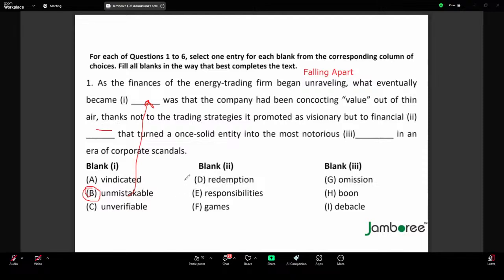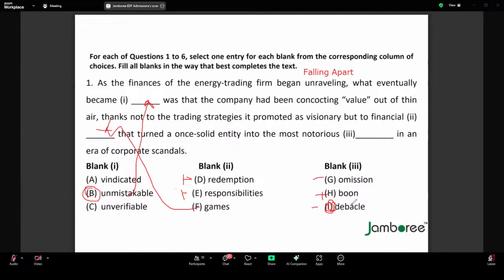So redemption is positive, responsibility is positive. So games can only fit into games, but to financial games will fit in better. And that turned one solid entity into the most notorious. Notorious meaning famous for wrongdoing. Again, negative, but here positive. Omission, debacle. Debacle will make more sense. Correct. So yeah, this makes more sense.